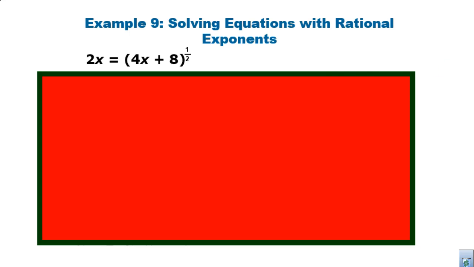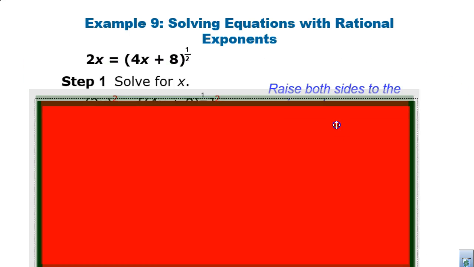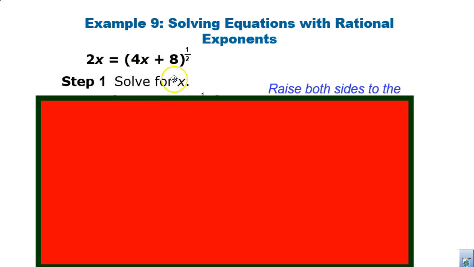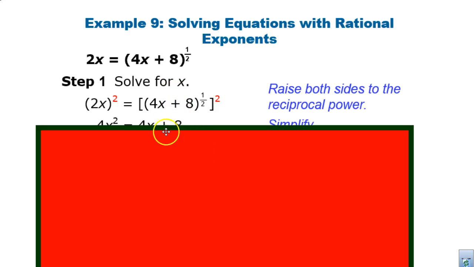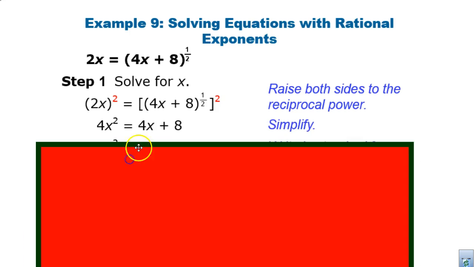In example 9, we have 2x equals (4x plus 8) raised to the 1/2 power. We're going to square both sides because this is really the square root of 4x plus 8. When we square both sides, (2x) squared, you have to square the 2 and the x because there's multiplication between them. We square them both, so that's going to be 4x squared. On the right side of the equal sign, I did not change this to a square root of 4x plus 8 this time, but when you raise a power to a power, you multiply, don't you? Well, what's 1/2 times 2? It's just 1, which is how those powers cancel each other out, leaving us with just 4x plus 8.